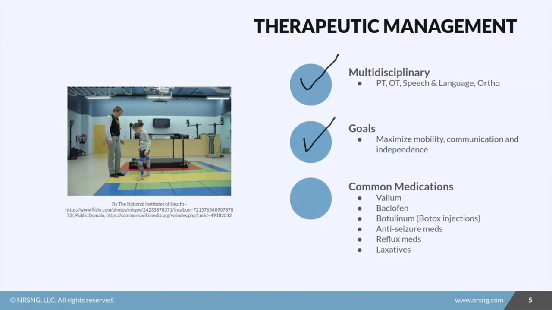So these kids can be on a lot of medications, but I've just listed some of the common ones here for you. So you have Valium, baclofen, and botulinum injections, which is essentially Botox, are going to be used to help with those muscle spasms and contractures that can be really, really painful. They are also likely to be taking anti-seizure medications, reflux medications, and then laxatives to help prevent the constipation that can be so problematic.